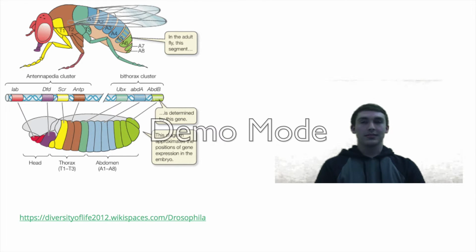first 2 thoracic segments. The ultrabithorax gene, which is the teal color, can be seen in the third thoracic segment, and the abdominal A and B genes, which are the last blue and green, can be seen in the abdominal segments.